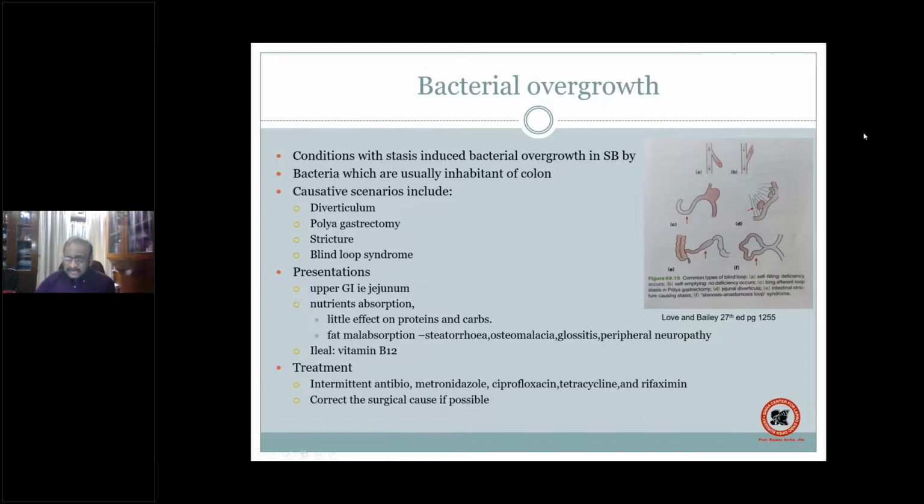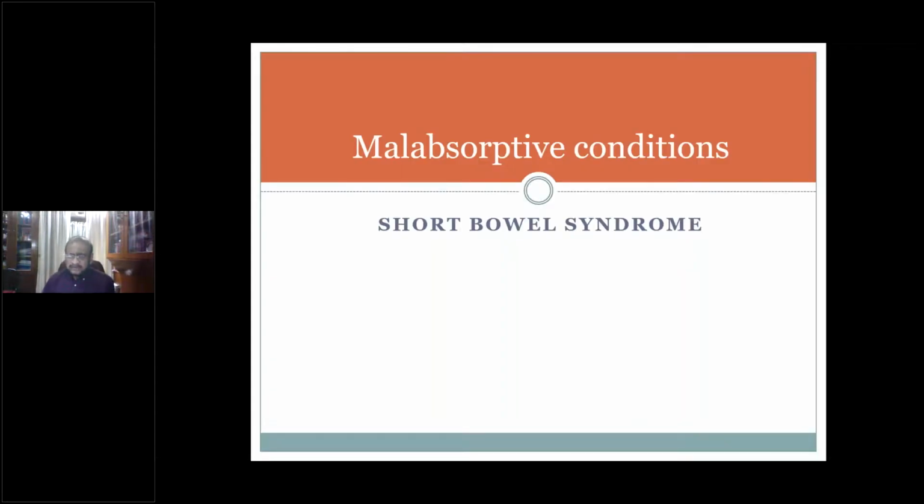And if the patient has an ileal problem, ileal malabsorption, then of course vitamin B12 insufficiency will be there. The treatment required is an antibiotic to control the bacterial overgrowth. Metronidazole helps a lot. Ciprofloxacin, tetracycline, rifaximin, and then of course correct the surgical cause if you can.